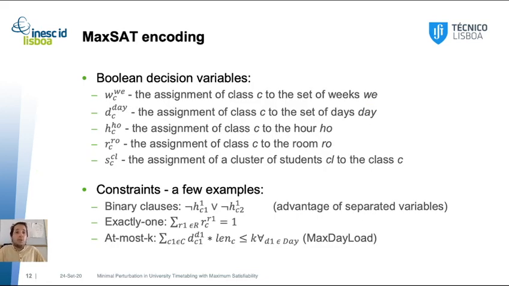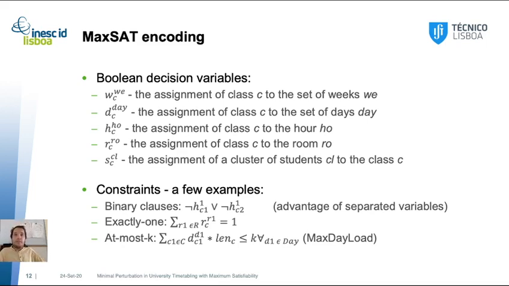So, the MaxSAT encoding, we have 5 decision variables, all Boolean. 3 of them are relating to time assignments, one for week, day, and hour. Another one is relating to assignment of a class to a specific room. And the last one is relating to the student sectioning portion of the problem that relates the assignment of a cluster of students to a specific class.